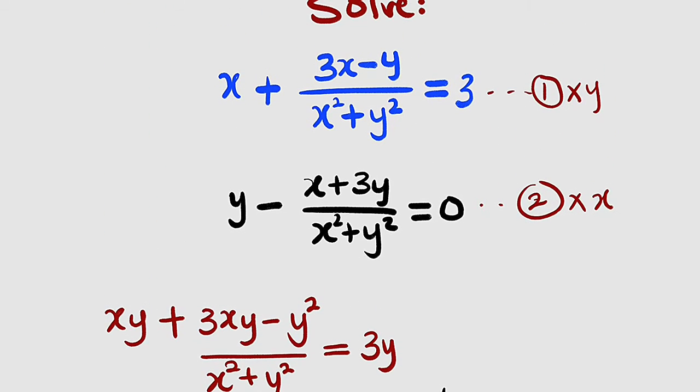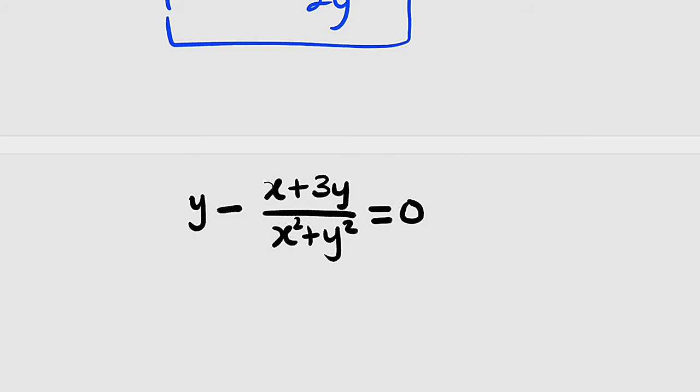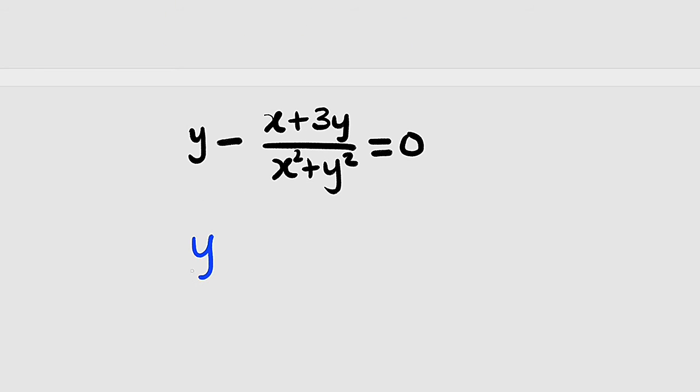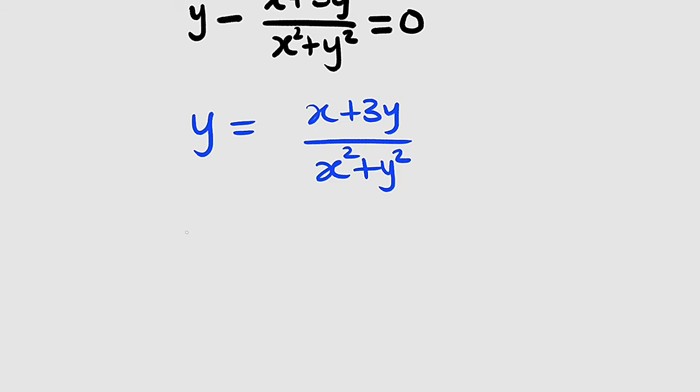Let me use equation number 2 right here. So here is the second equation. Let me take this term to the right hand side. y will be equal to (x plus 3y) divided by (x squared plus y squared). We can multiply both sides by x squared plus y squared. So we have x squared y plus y cubed, right? And this is equal to x plus 3y.